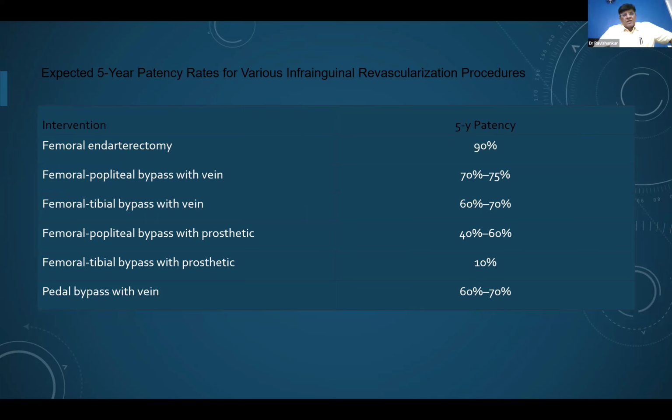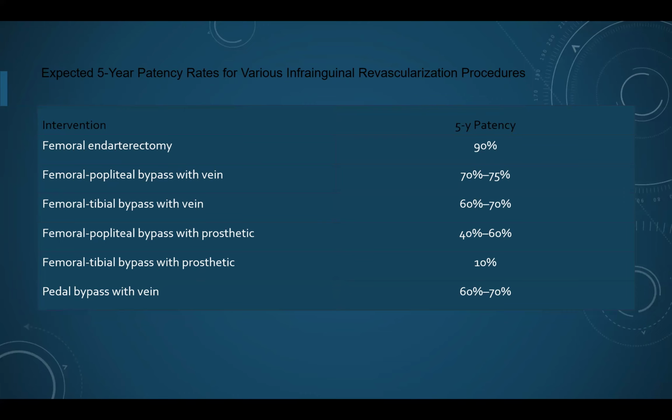Yes. Okay, continue. What is this pedal bypass? In distal artery occlusion, sir, we will be using this. From where to where is the anastomosis?